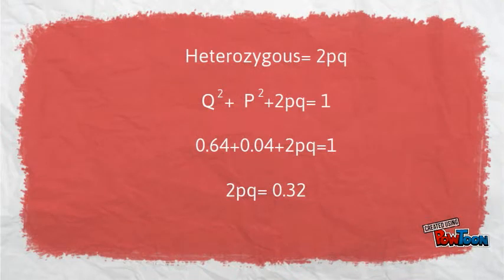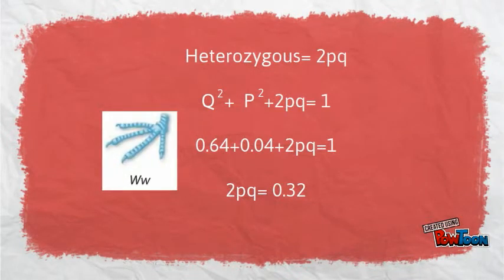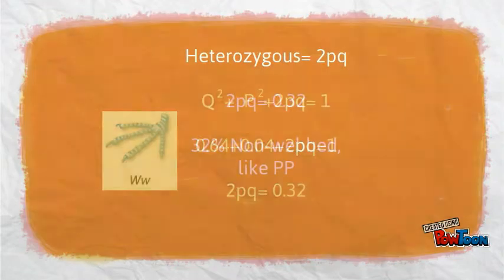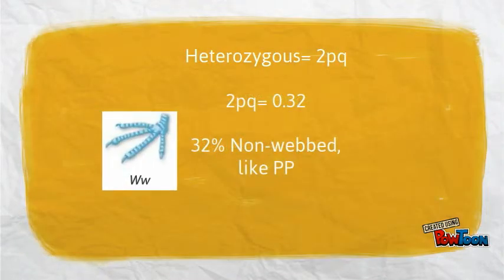To calculate the heterozygous allele, the whole equation is used. You can plug in the values for Q squared and P squared that you found and solve for 2PQ. In this case, we found 2PQ to be 0.32, which is the heterozygous allele. This means 32% of the population look homozygous dominant with non-webbed feet, but are genotypic carriers of the webbed feet trait.